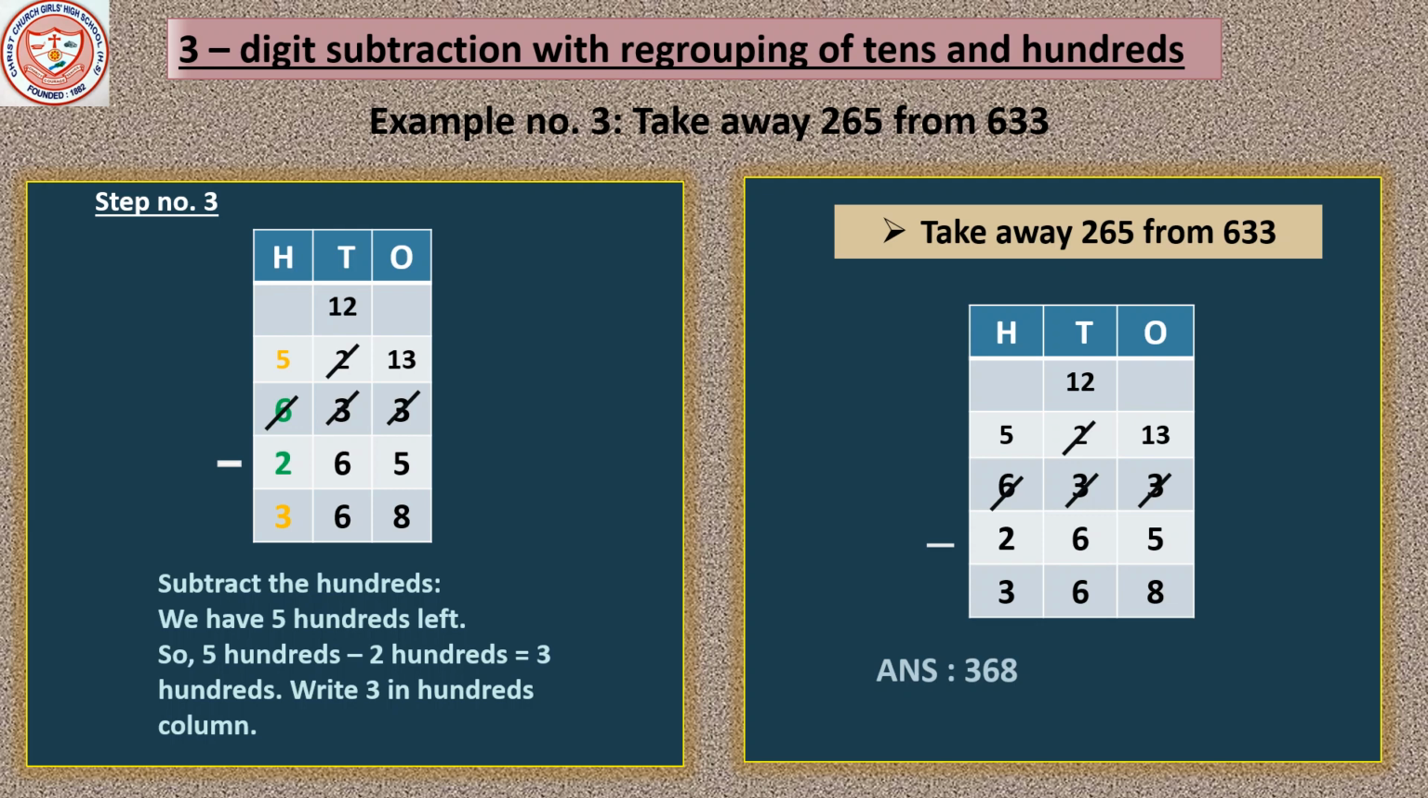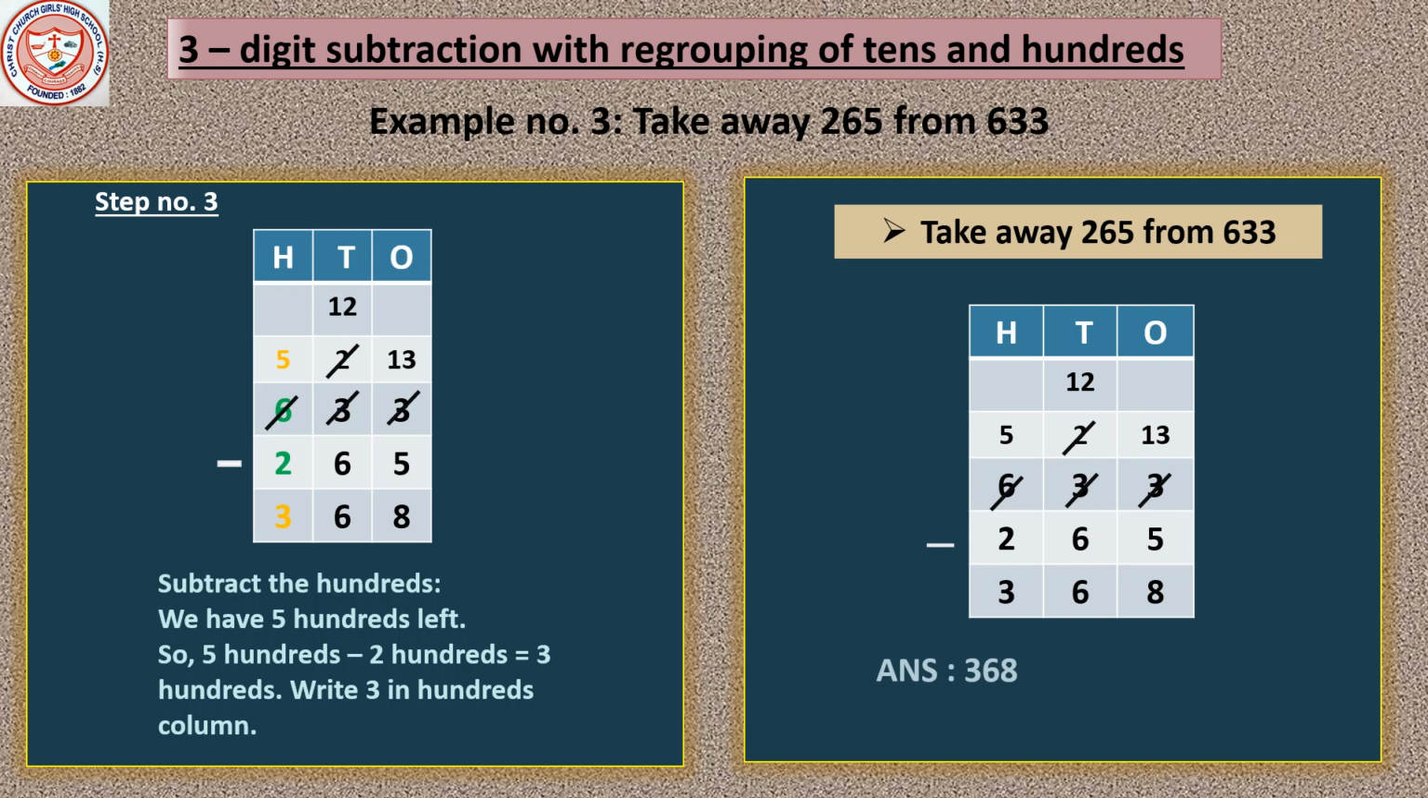And finally, we got the answer. And the answer is 633 minus 265 is equal to 368. Okay.